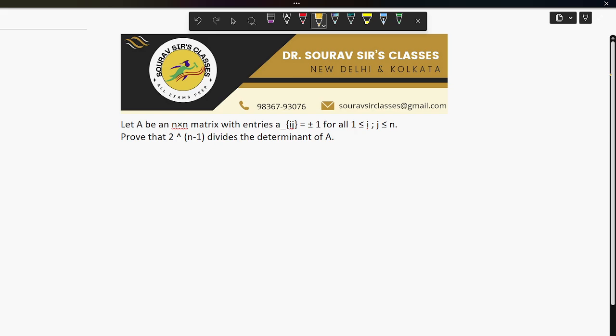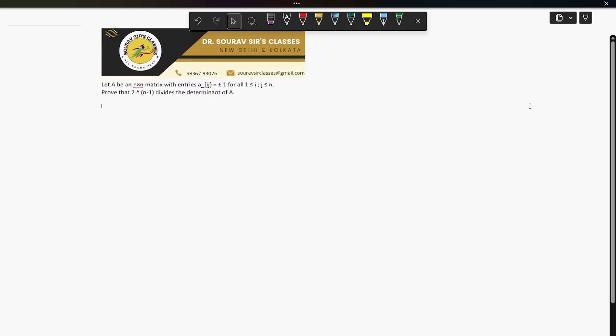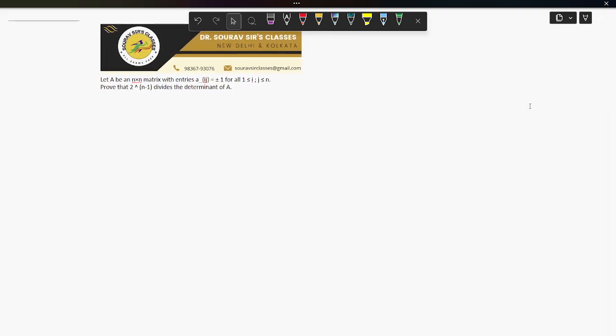So now we are going to solve a problem which appeared in the ISI MTech CRS or cryptography question paper. The question says: let A be an n cross n matrix with entries Aij equal to plus or minus 1 for all 1 less than or equal to i, j less than or equal to n. Prove that 2 to the power n minus 1 divides the determinant of A. So let us see what we can do with this. They told us that A is an n cross n matrix and the entries of A are plus or minus 1. Okay, very good.